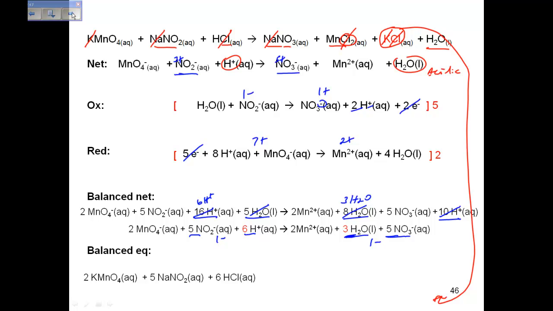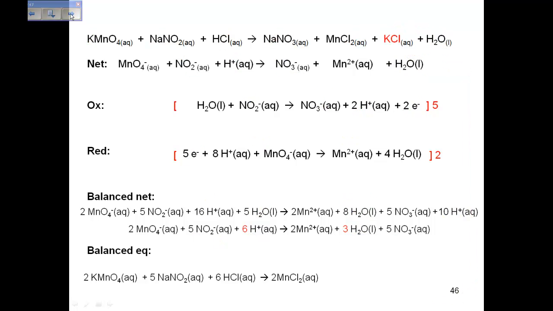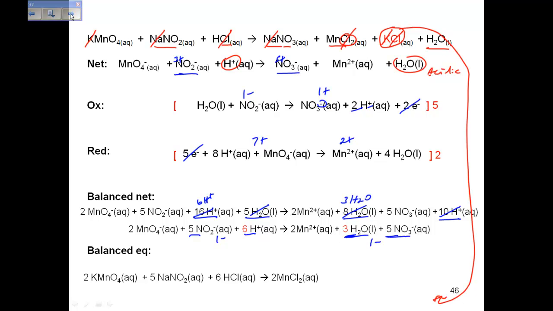The manganese 2, chlorine is my spectator. I got to put 2 Cl's on there, but that doesn't change the number of manganese, so we bring that down just like it is. 2 MnCl2s. Water will come down just like it is.